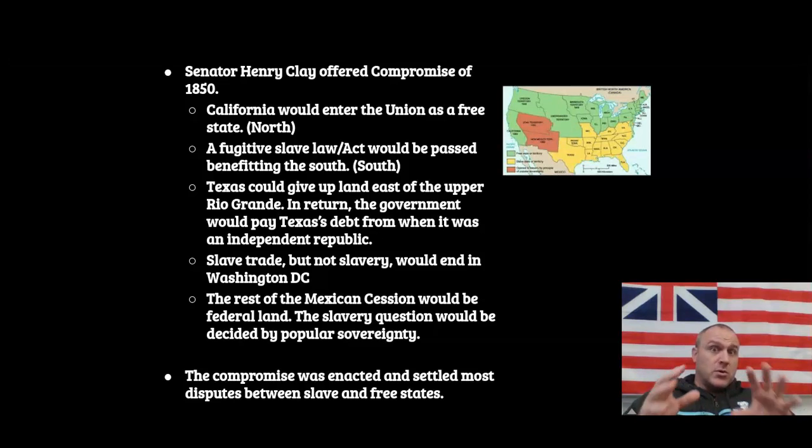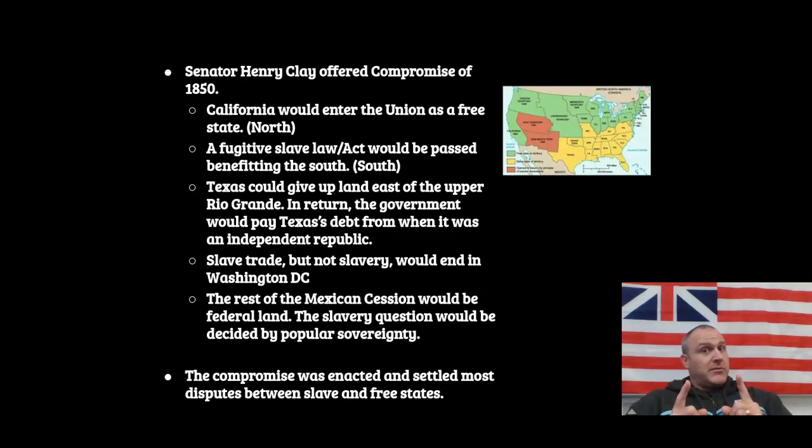So let's cover what the North gets. The North gets California entering the Union as a free state. That's one thing that they wanted, and they got it. The other thing that they got is that the slave trade, not slavery overall, but the slave trade in Washington, D.C. would come to an end. So the North got two things, and they got the big prize: California entering as a free state. So now the imbalance of the Senate favors the abolitionist North.